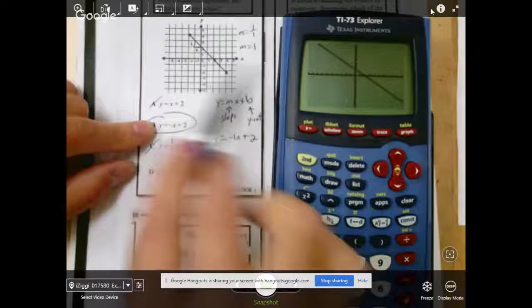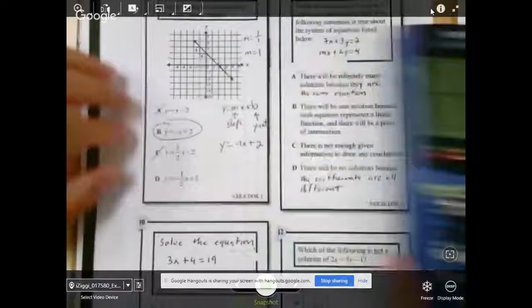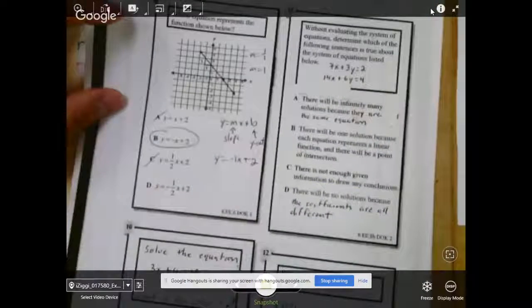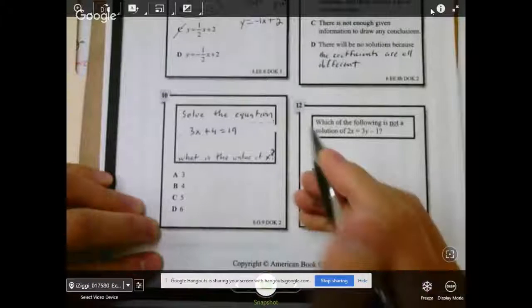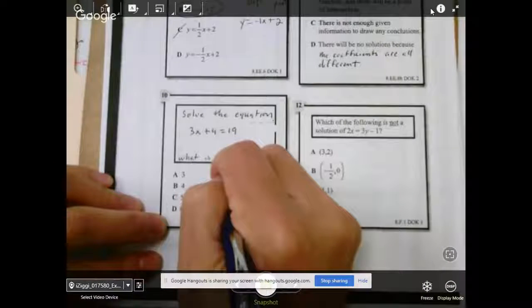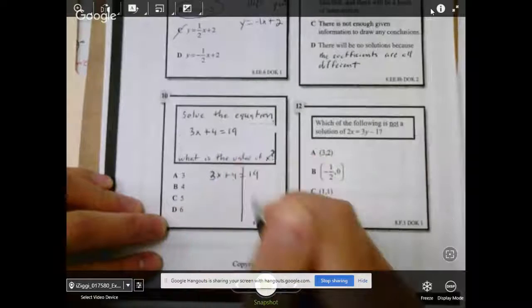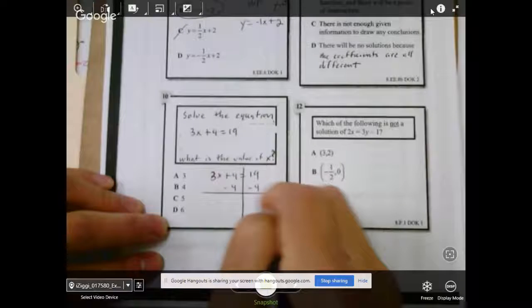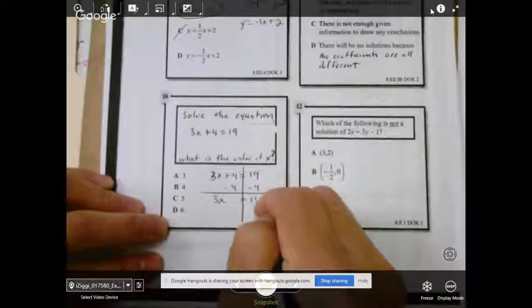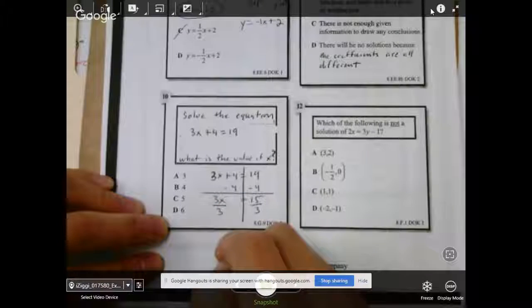Okay. All right. Number 10. For number 10, solve the equation for x. Looks like a two-step equation here. 3x plus 4 equals 19. So I have to solve for x. Minus 4, minus 4. 3x equals 19 minus 4, which is 15. The last step is divide by 3. x equals 15 divided by 3, which is 5. Okay, so 5 is what you want.